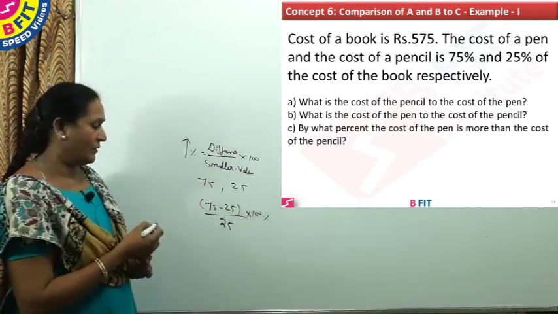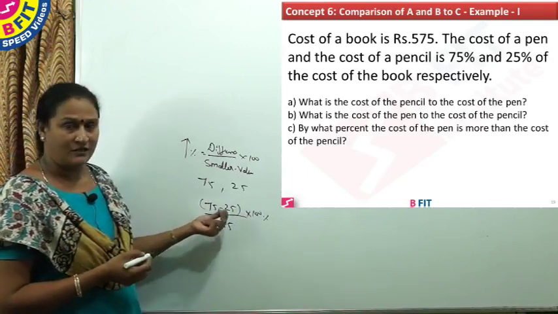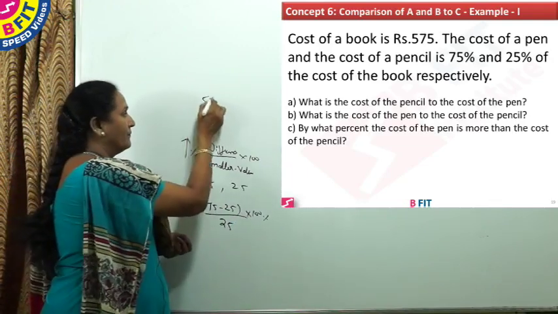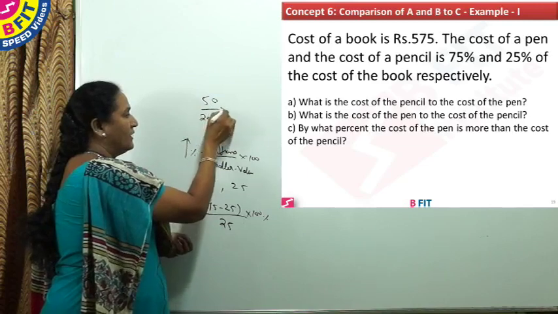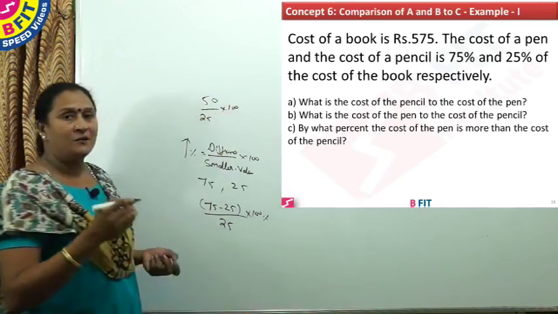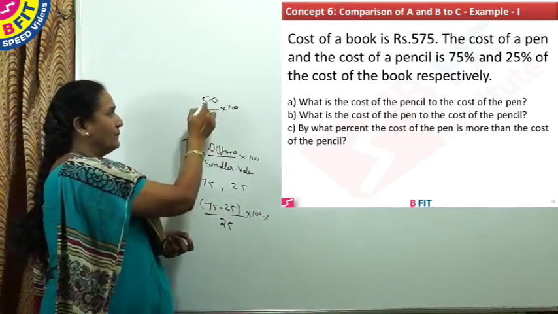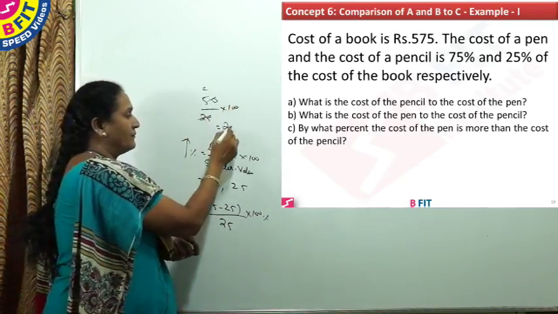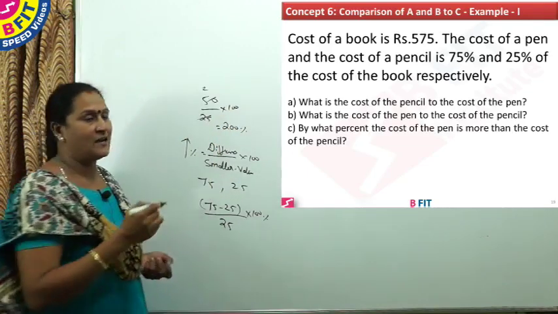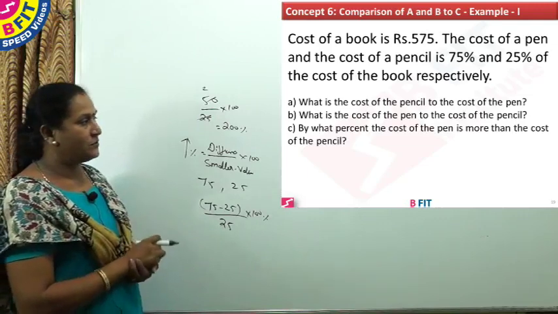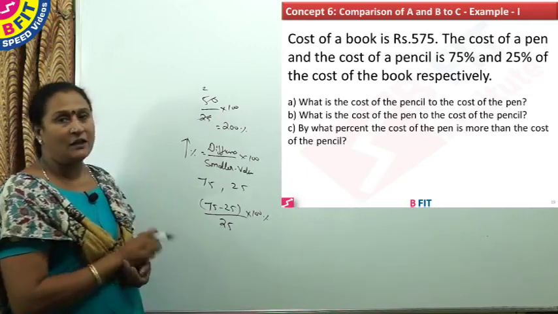So we'll get the required percentage. 75 minus 25 is 50, by 25 into 100. So what is the required percentage? It is 200%. That is the answer. The cost of the pen is 200% more than the cost of the pencil.